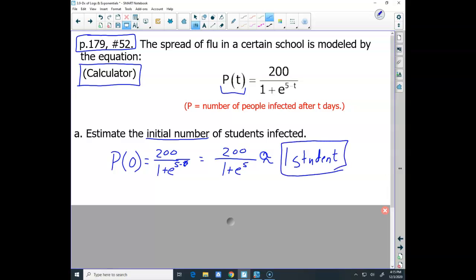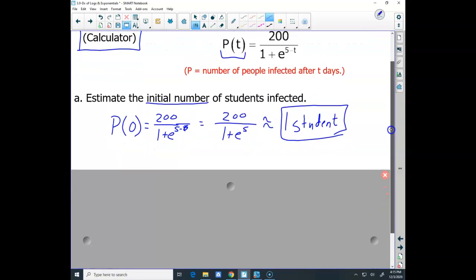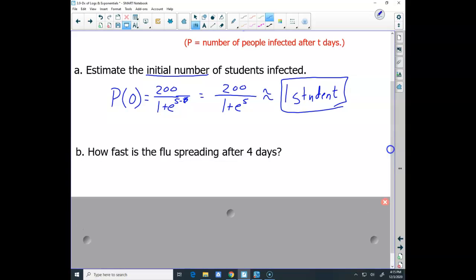And I'm calling, I shouldn't even call them students, I should call them people, because there's actually teachers and custodial staff and aides, everybody in here. We can all get sick, okay? And we have been, okay? Next one, what is it?